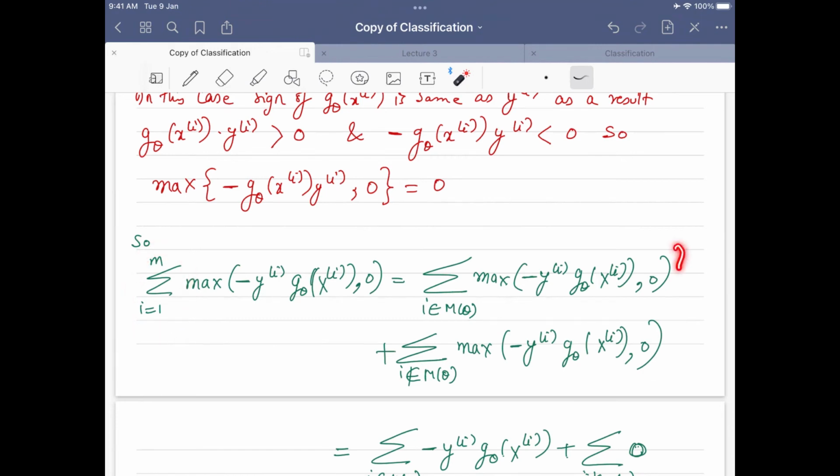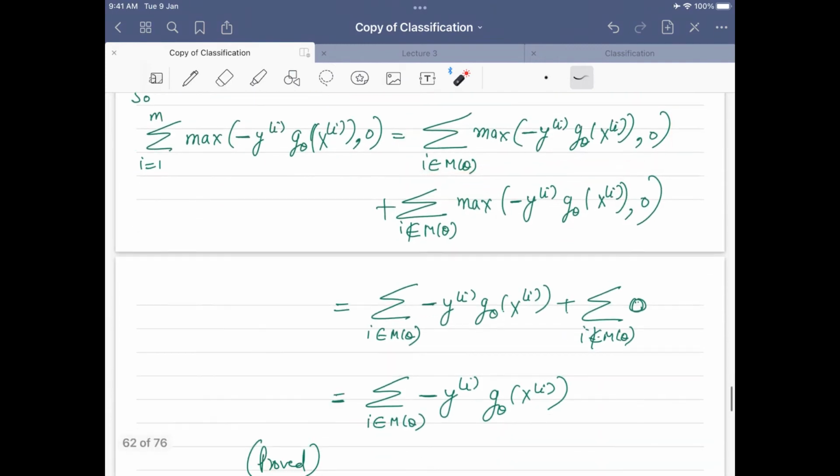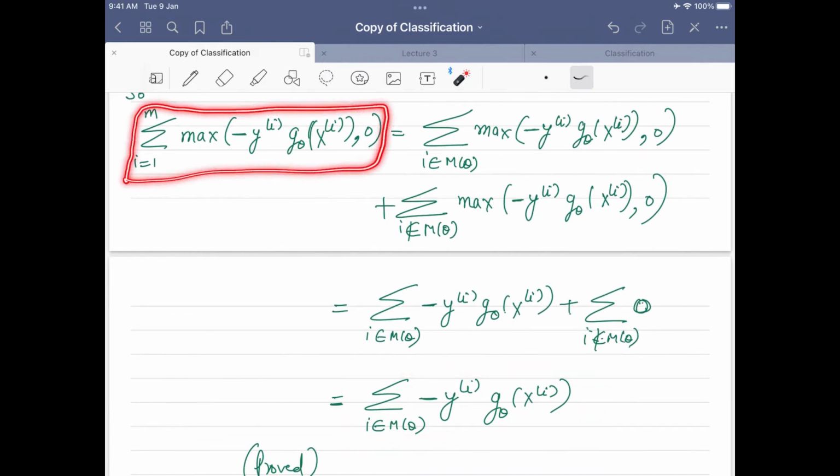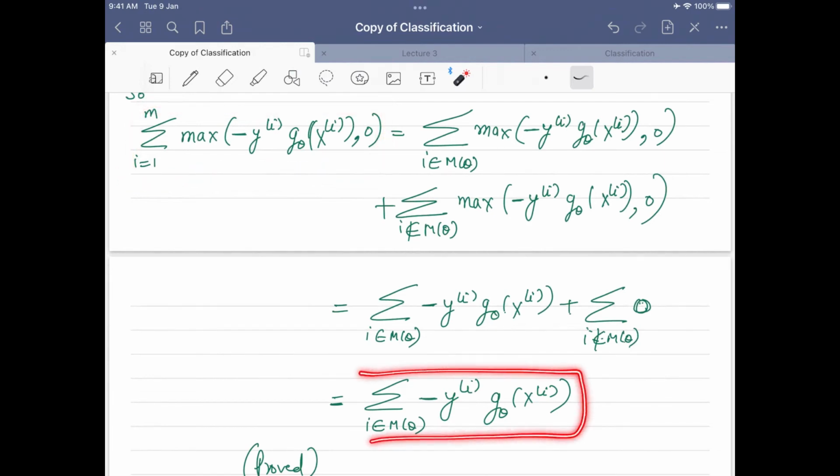So we are divided into 2 parts. In the first part, you know that if you do this summation, your answer will be equal to this. This we have already derived. And if your samples are not in the misclassified points, that means you are actually correctly classifying those points. In correct classification, you know this will be reduced to 0. So this is here and this is 0. So now the expression that is left is this expression which is given over here. So you can see now we have proved that this expression is equivalent to this expression over here.